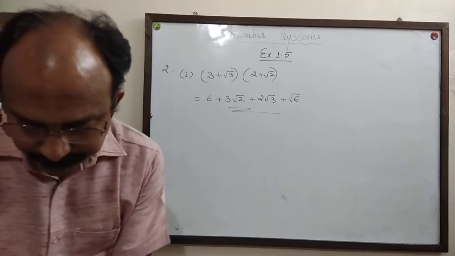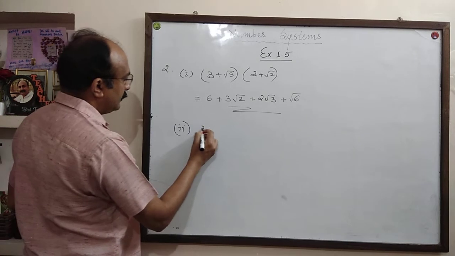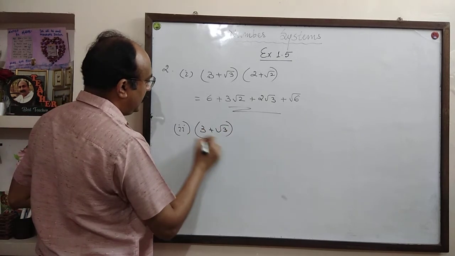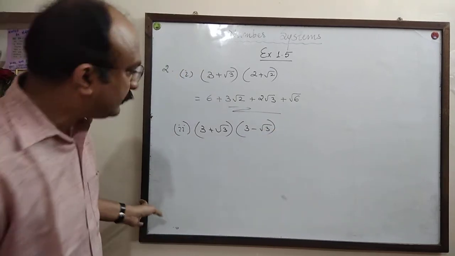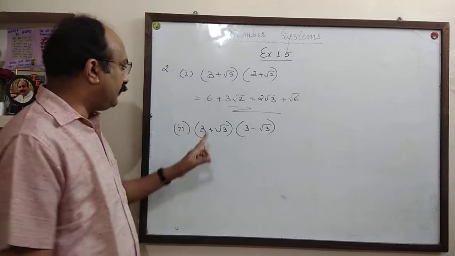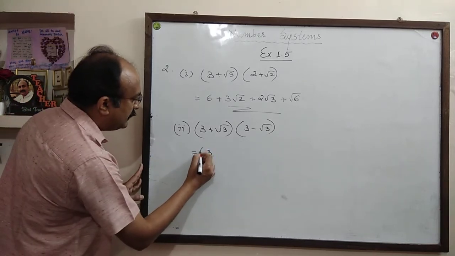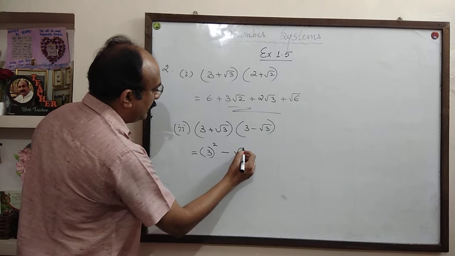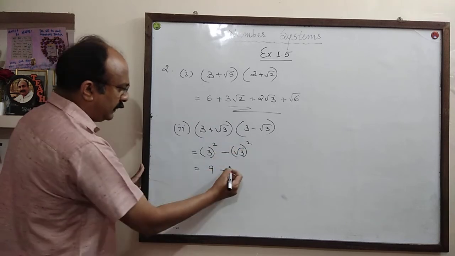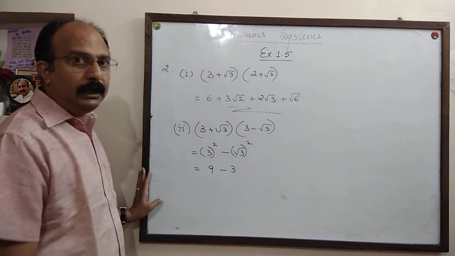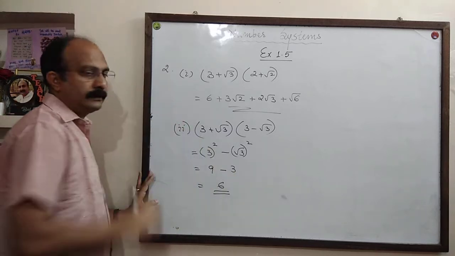Question number 2. 3 plus root 3 into 3 minus root 3. We know that it is in the form of a plus b into a minus b is equal to a square minus b square. So 3 square minus root 3 square. 3 square is 9. Root 3 square is 3. Root 3 into root 3 is 3. So 9 minus 3 is equal to 6 is the answer.